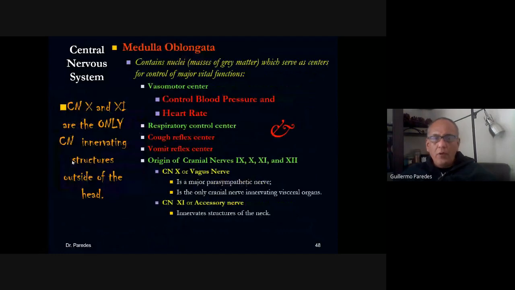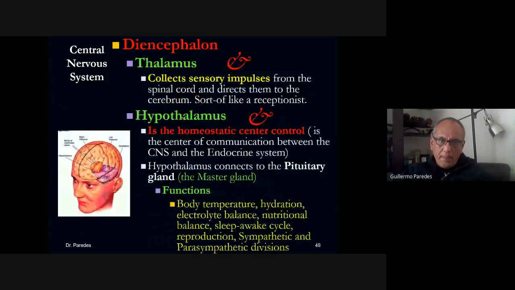All right, so the medulla oblongata is going to control blood pressure and heart rate, cardiovascular control, and respiratory control. The diencephalon is going to be the thalamus and the hypothalamus. The hypothalamus is the homeostatic control center. So I call this the big gossiper.